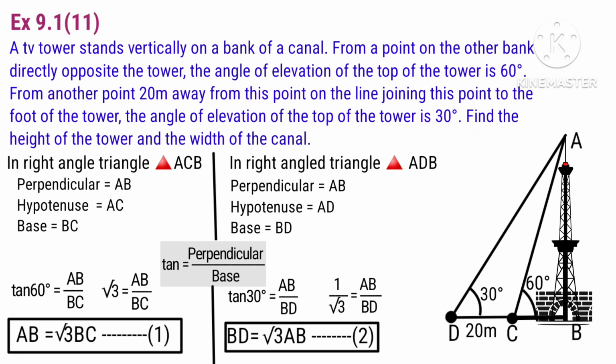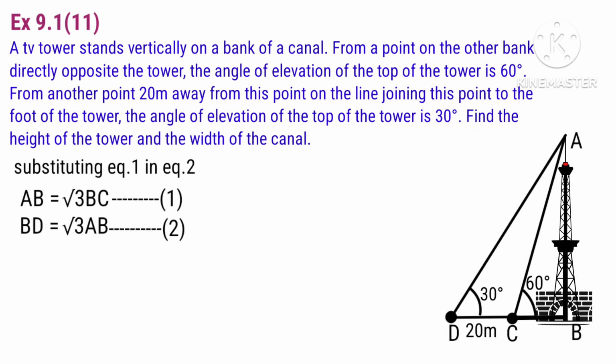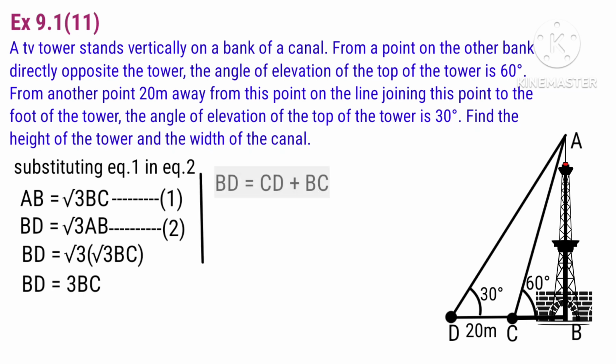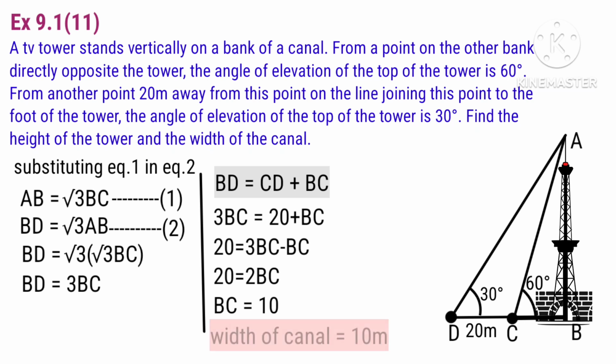So we got two different equations, but AB is similar. So I'm substituting equation number 1 in equation number 2. So I'll get BD is equal to square root of 3 into square root of 3 BC. That is BD is equal to 3 BC. So we know that BD is equal to CD plus BC. So when we substitute BD and CD value, we'll get 3 BC is equal to 20 plus BC. That is 20 is equal to 3 BC minus BC. That is 20 is equal to 2 BC. BC is equal to 10. Hence the width of the canal is 10 meter.